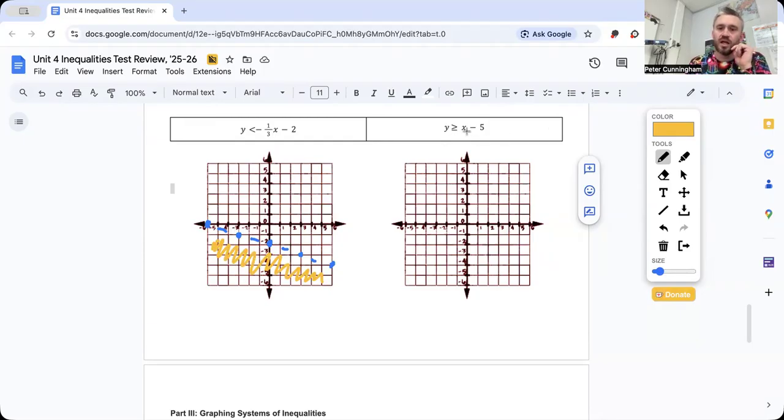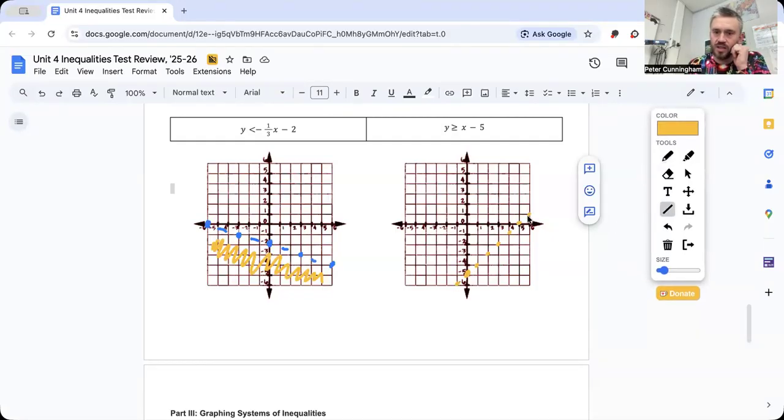Greater than x minus 5. Okay. -5 is my y-intercept. X just means 1. So up 1 over 1. I have an equal to sign, so I'm going to rock a solid line across there. It says greater than, so go above that line.